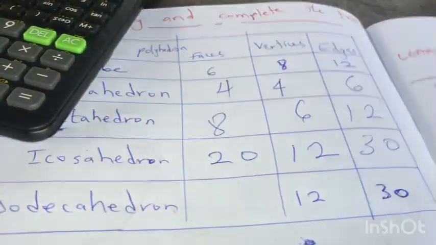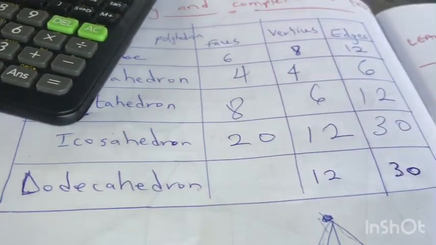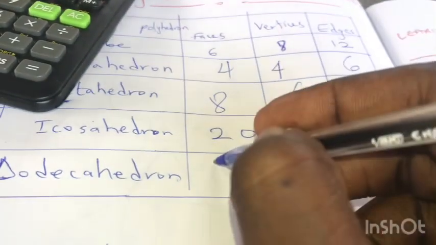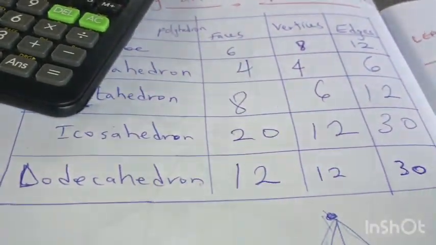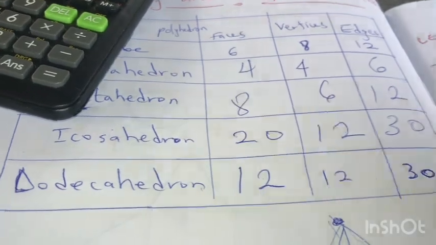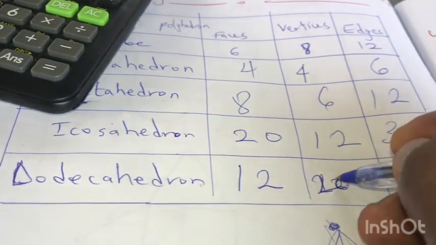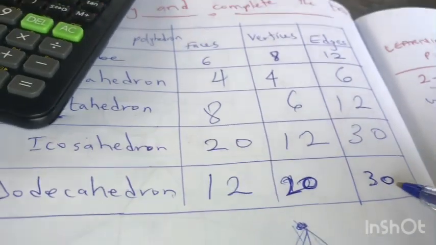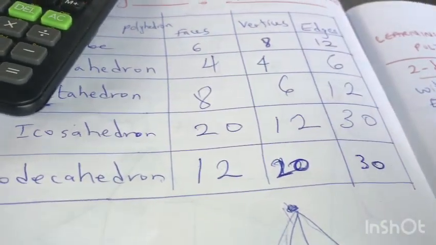Okay, then dodecahedron. Dodecagon is a plane figure with what? 12 sides. So dodecahedron has 12 faces. Okay, then it has 20 vertices, then 30 what? Edges. Please, I hope you are getting me.